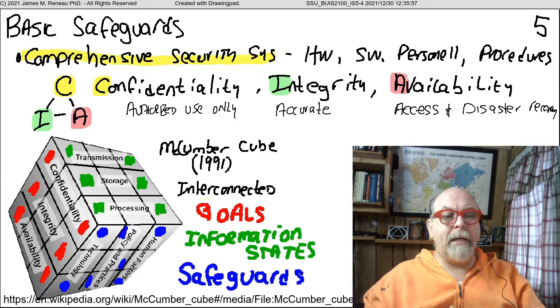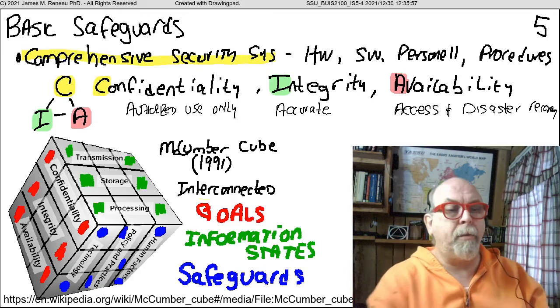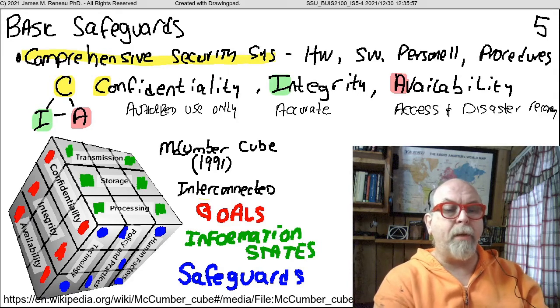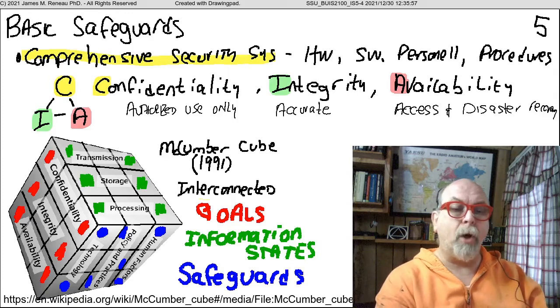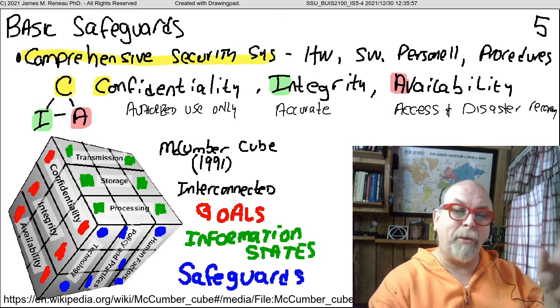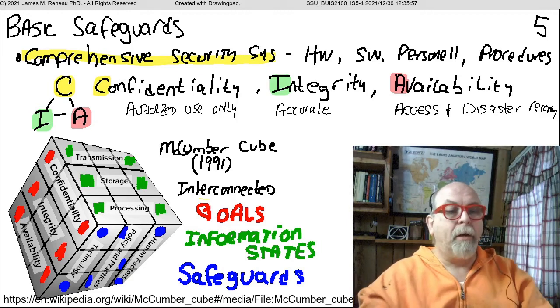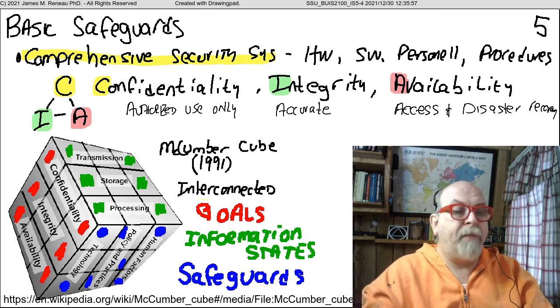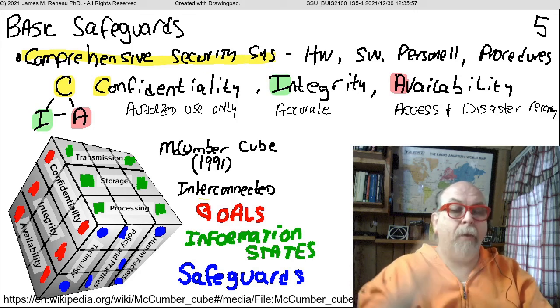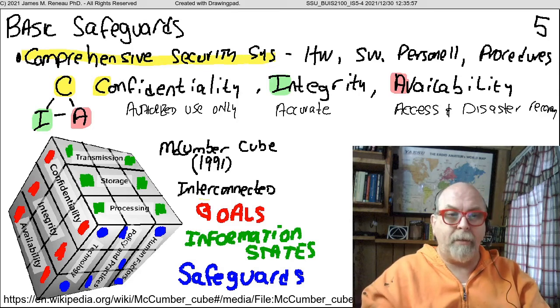who in 1991 kind of created a three-dimensional model, not just three goals pulling in a two-dimensional way, but he created a three-dimensional model that uses goals, the states of information, and different safeguards, and kind of put them on a Rubik's Cube, thinking about you can turn them and mix and match. But goals are confidentiality, integrity, and availability. Okay, so that's the CIA model as our goals of the system.